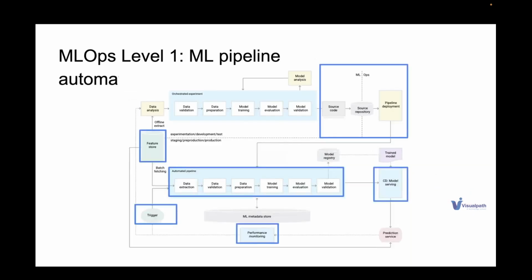Perfect. I think we are at the stage to start with the level 1 and level 2 automation. Level 1 automation is nothing but having a series of steps: we have continuous integration, continuous deployment, performance monitoring, everything. The highlighted sections are the ones added by level 1 automation. If you see, we are building a pipeline now.